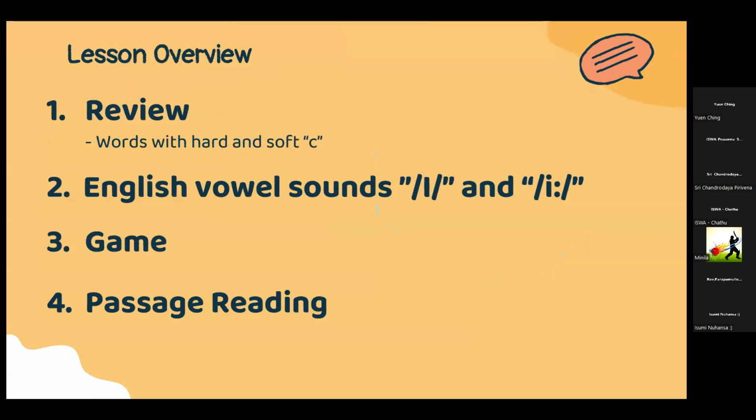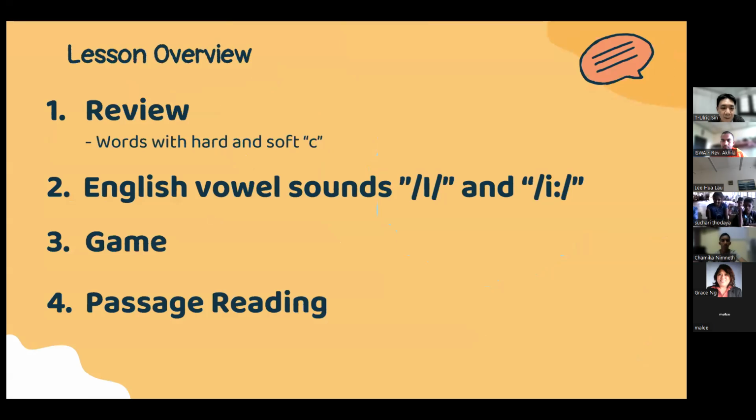Basically we will probably just review what we learned last week, what the teacher Jeannie taught us last week, and then we will cover some vowels, and then we'll have a game, and we will read a passage together.